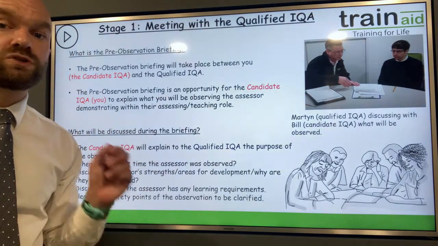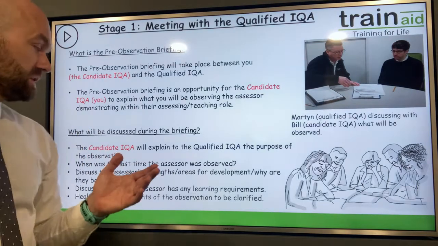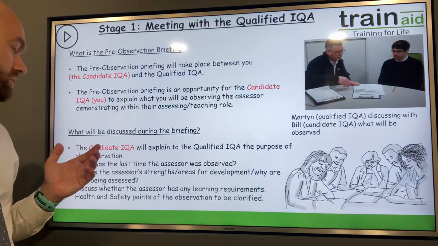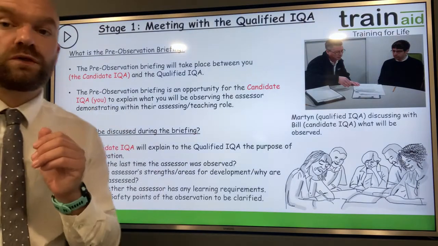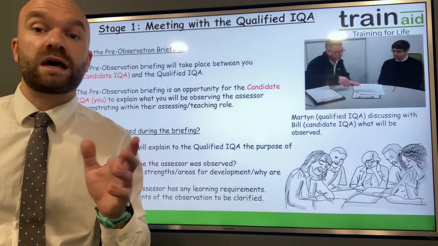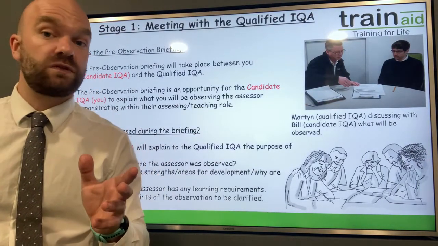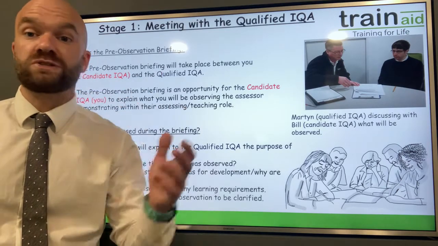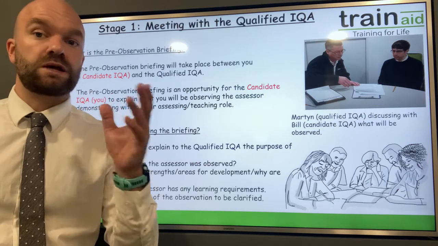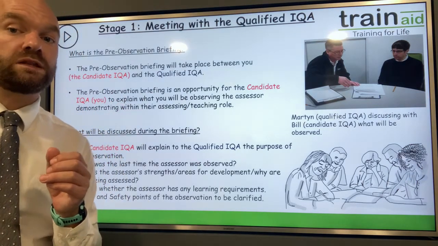Some key points which you could consider and include at this stage, okay? So you could explain to the qualified IQA the purpose of the observation. So it could be perhaps an annual review of the assessor. Perhaps the assessor has to have an annual lesson observation as well, and that's the purpose of the observation of the assessor.